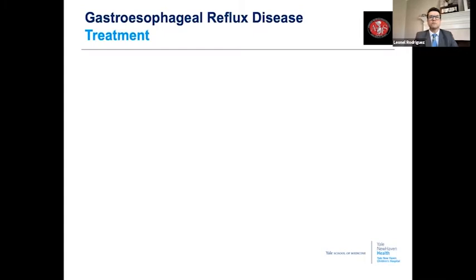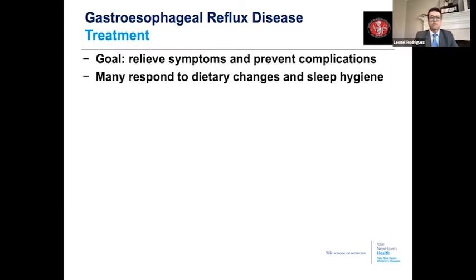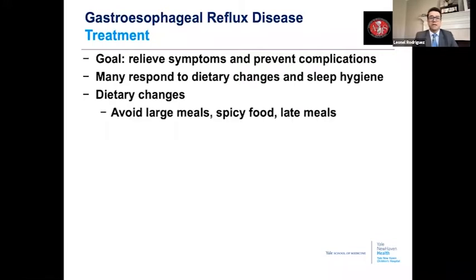So let's talk about treatment now. The goal is to relieve the symptoms and prevent complications. Many will respond to dietary changes and sleep hygiene. Those dietary changes include avoiding large meals, spicy food, and late meals. You know, many of those are common sense, but there is no evidence for those. There is also no evidence for low calorie and low fat diet.